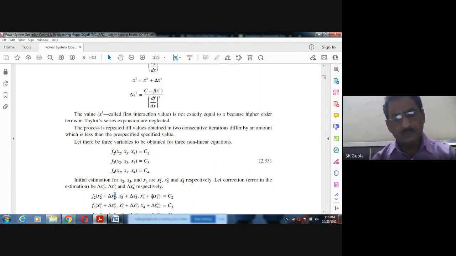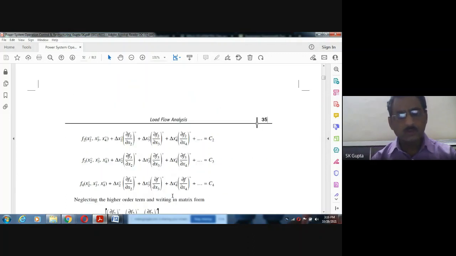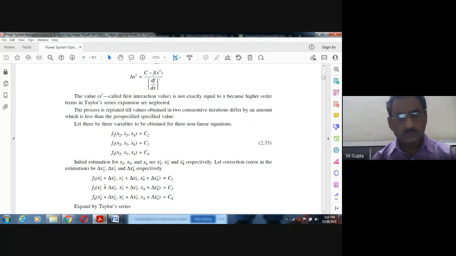Similarly for x3 and x4, we assume the estimated values and these are the errors. So error plus estimated value is the actual value, and this is equal to c. This value is known to us, it is also given. Similarly for the other equations 2, 3, 4, we put all of these in.